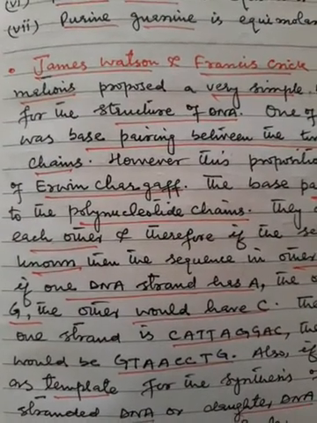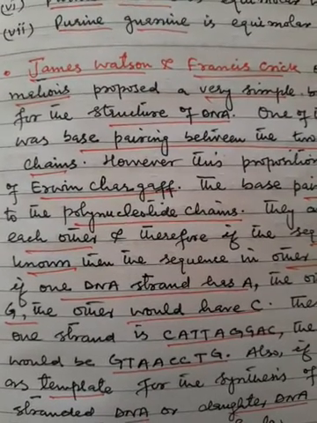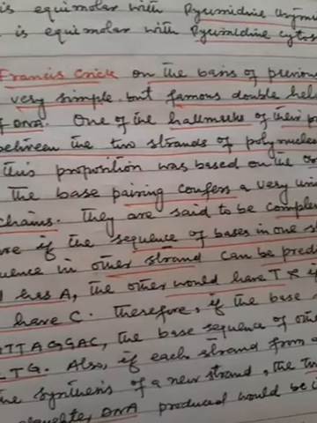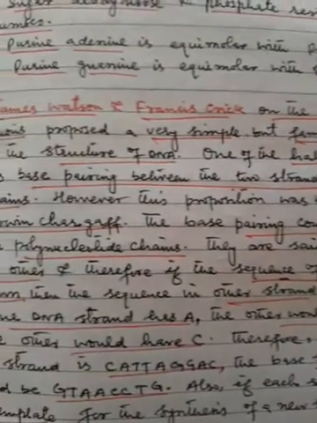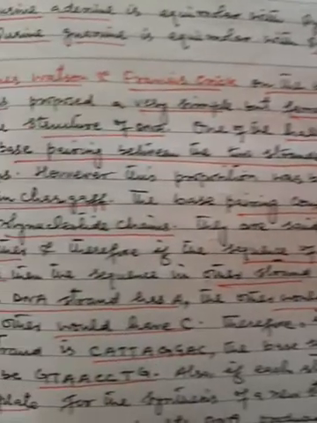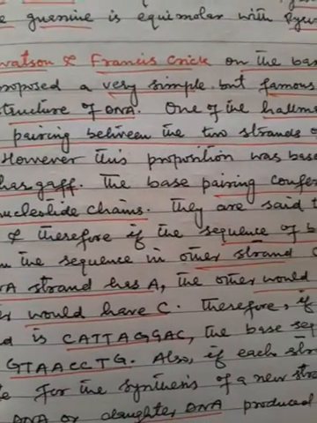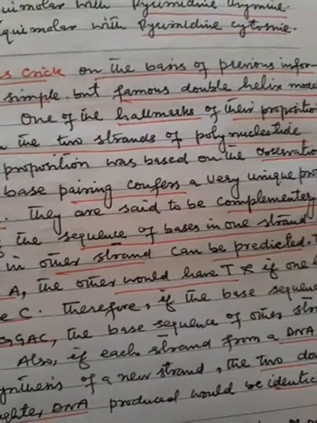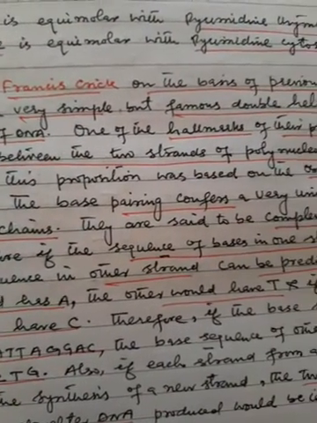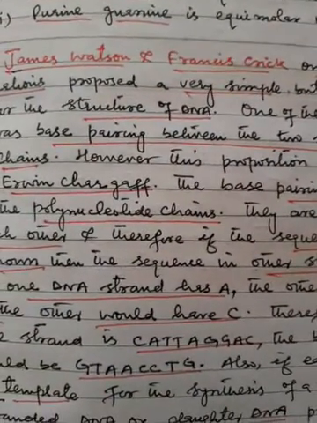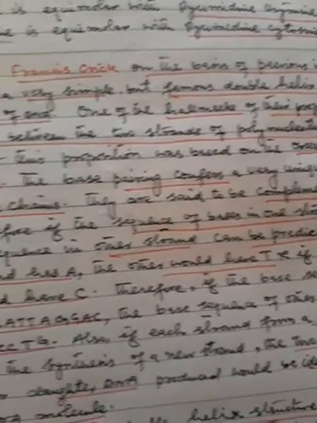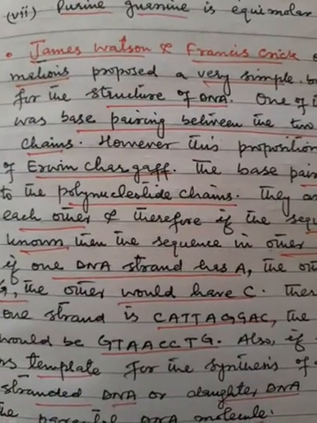Today is our offline class, in continuation with yesterday's offline class, that is, derivation of the DNA structure. James Watson and Francis Crick, on the basis of previous information, proposed a very simple but famous double helix model for the structure of DNA. One of the hallmarks of their proposition was base pairing between the two strands of polynucleotide chains. However, this proposition was based on the observations of Erwin Chargaff.